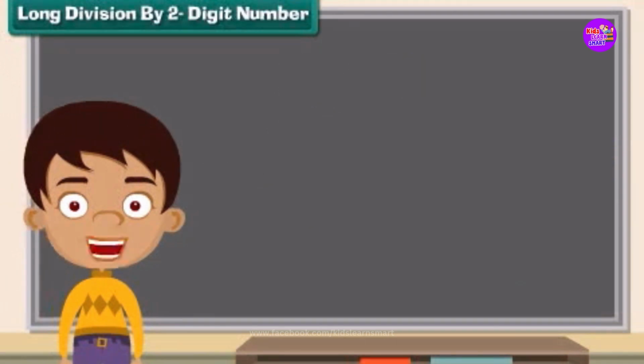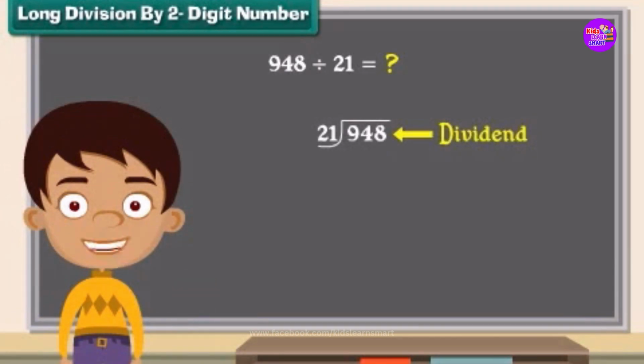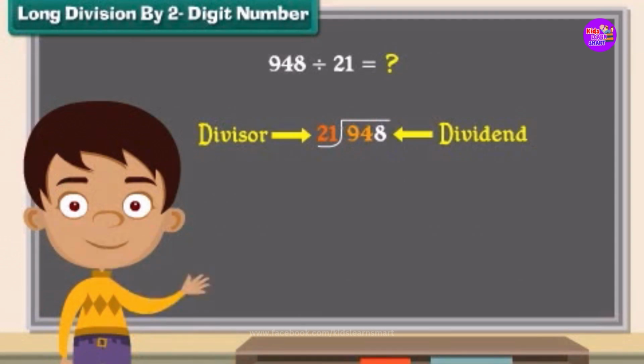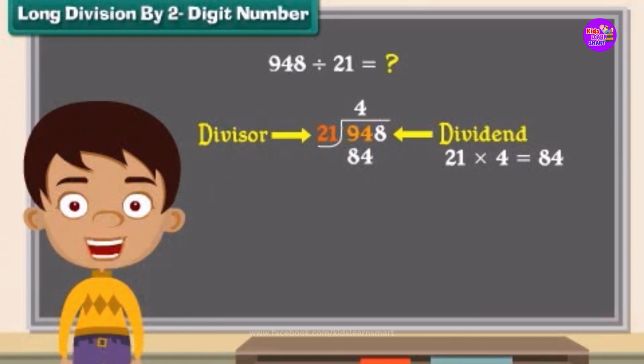Long division by 2-digit number. Let us now learn to divide 948 by a two-digit number, 21. The number 948 is the dividend and 21 is the divisor. 9 cannot be divided by 21. So look at the first two numbers from the left in the dividend. Divide 94 by 21. 21 fours are 84. Write 4 above 94 and 84 below 94. Subtract 84 from 94 and write the answer below 84.